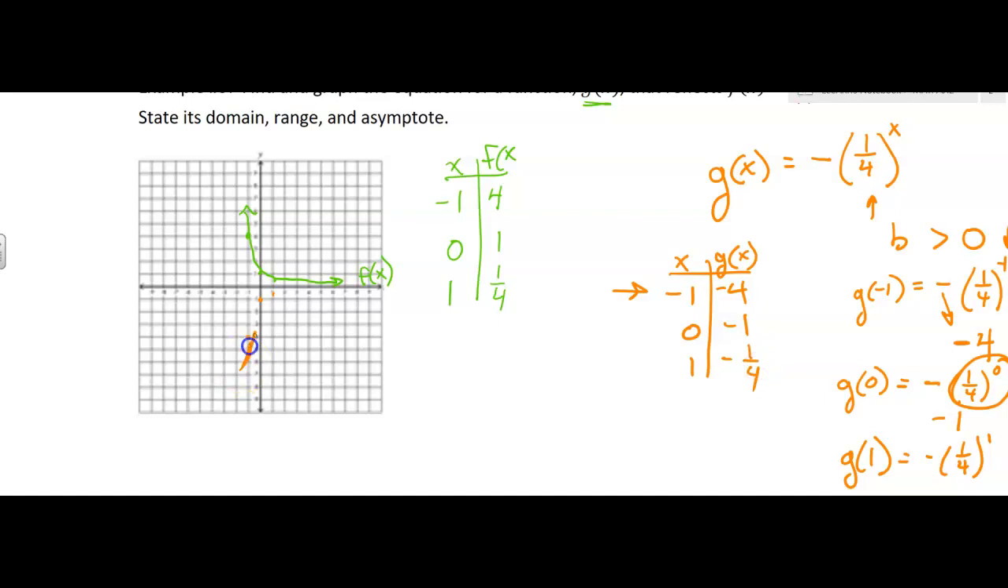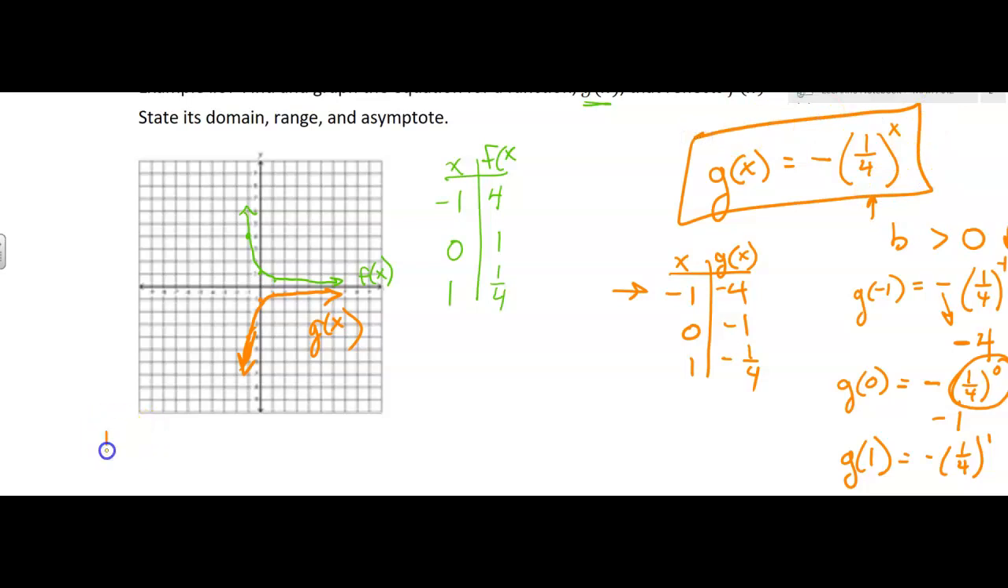So it's going to look kind of like that, and that would be g of x. So that's the graph. This is the equation. That's what they wanted. Oh, we have to state the domain and the range.